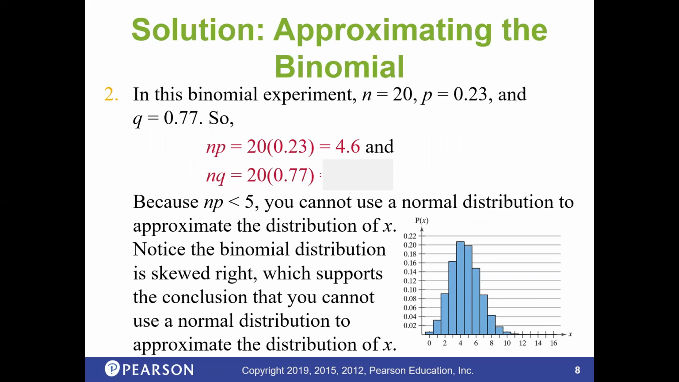And then N times Q, that point is 15.4. That one's fine. Just at 4.6, that's the problem: both of them have to be greater than or equal to 5. So because NP is less than 5, we cannot use a normal distribution. And also, if you look at it, it does not look like a normal distribution.